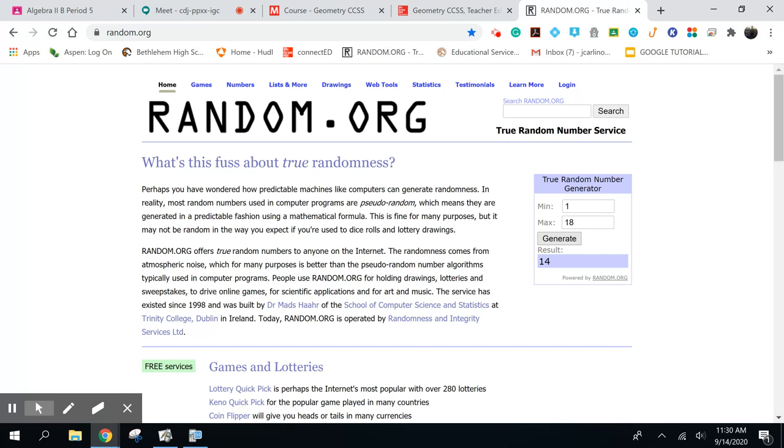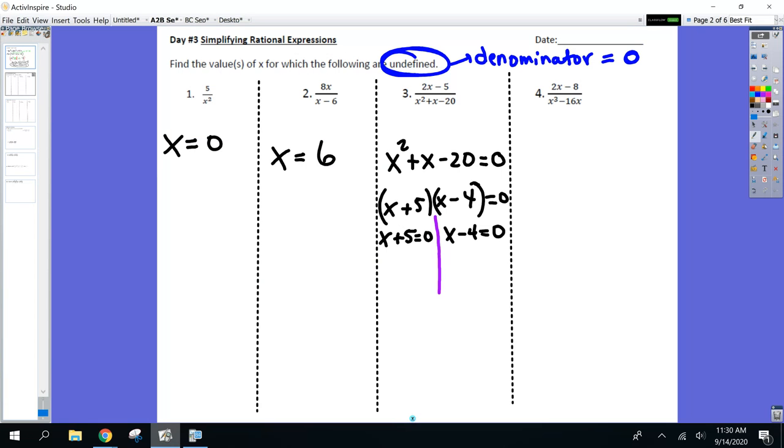Here we go. Abigail, what are my 2 values of x that would make it undefined? X equals negative 5. Great. Sorry, I didn't hear your second answer. At negative 5 and 4. Great job. So 2 numbers that would make it 0.